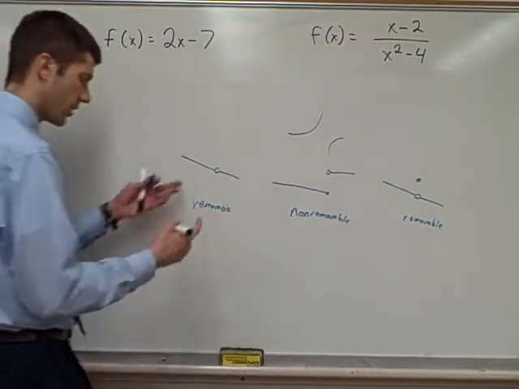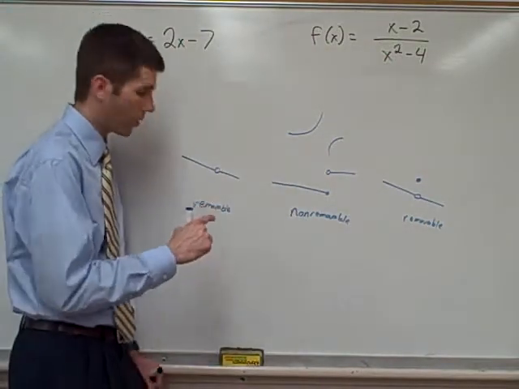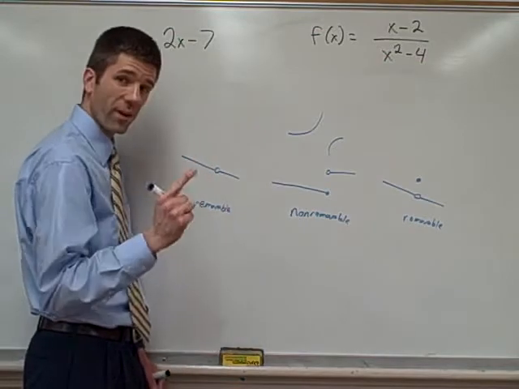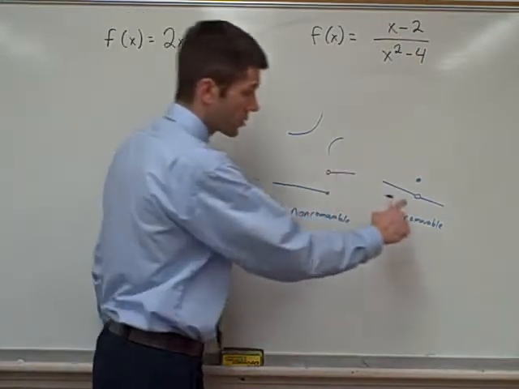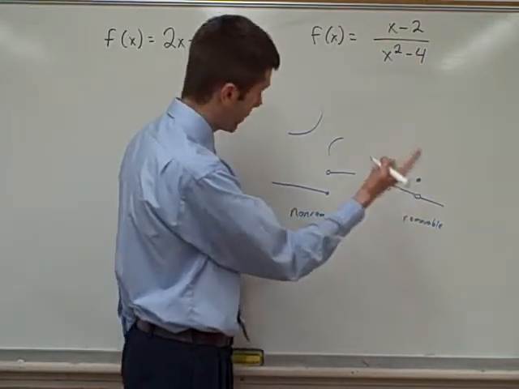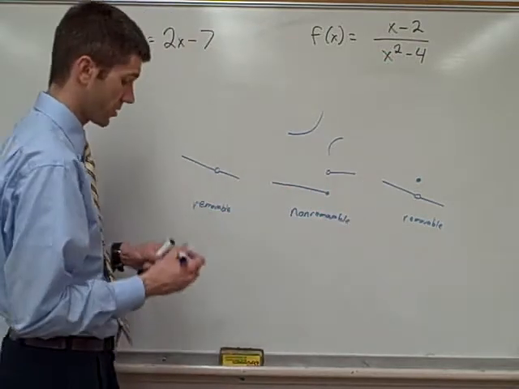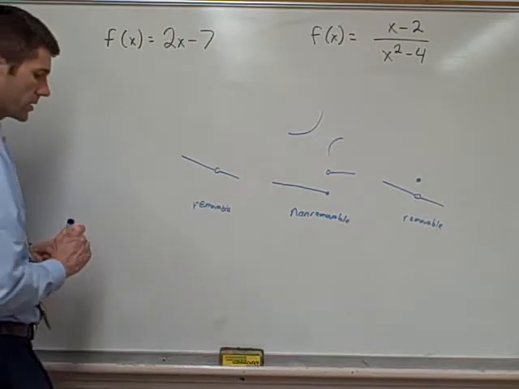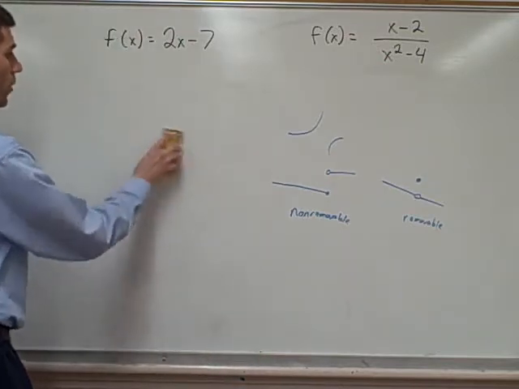If I was to graph something and it looked like that, then it would be removable because I can very easily figure out what goes right there. I can very easily fix it, so it's a removable discontinuity. Again, this one's removable because I can just tell that point to go on down there and sure, it's fixed. These are a little bit harder. Those are non-removable discontinuities.